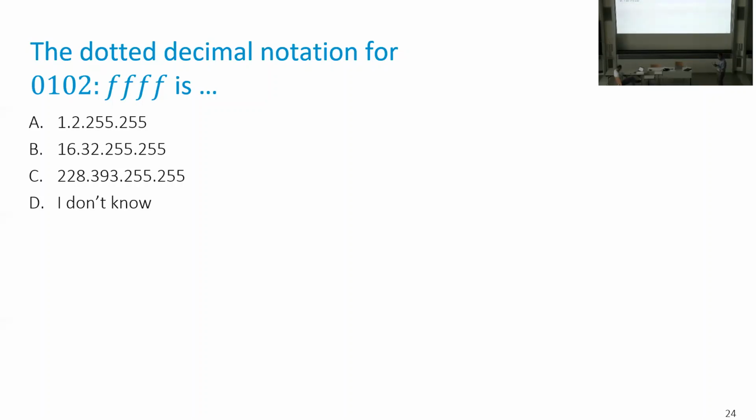I'll close the poll. So that was an easy question. The correct answer is A. 1, 2. So that's the first 2 hexadecimal digits that correspond to 1 byte. So the number 1, 2 corresponds to 2, and we know that FF is 255, right?